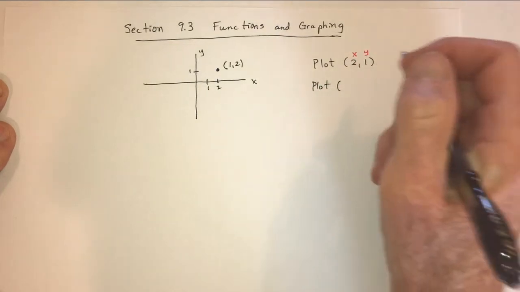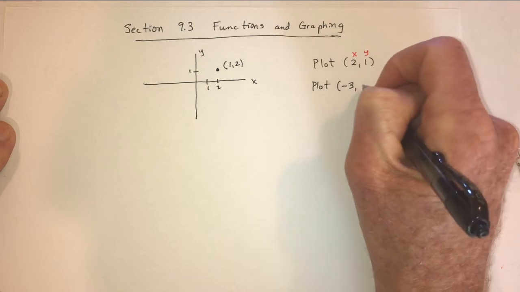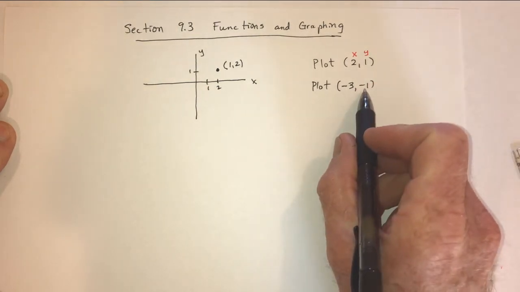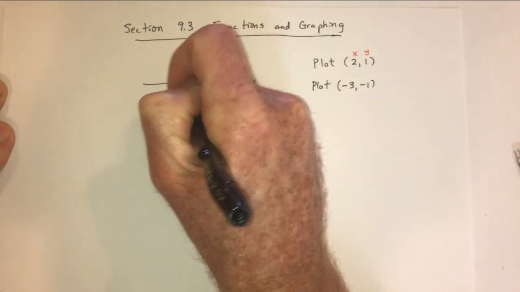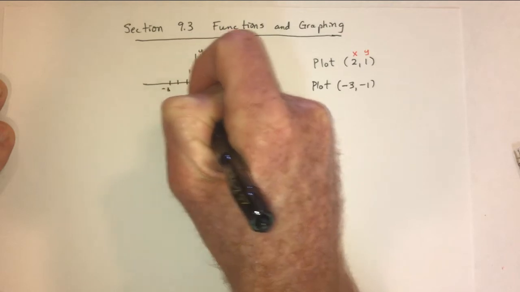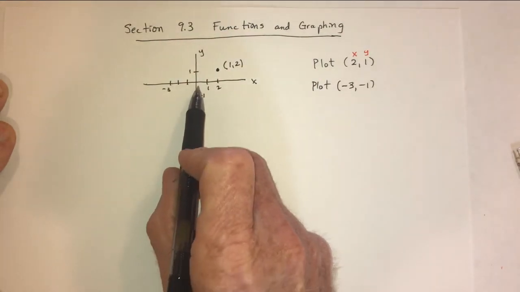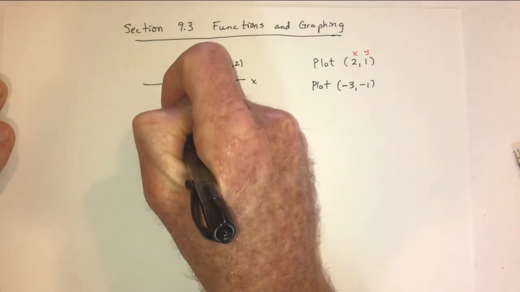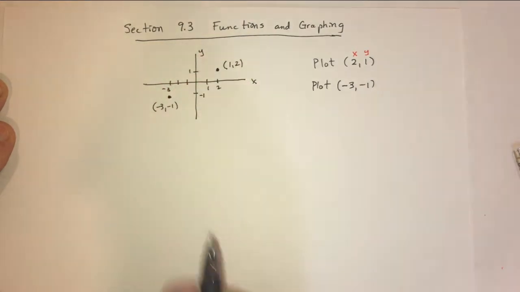Well, that was so easy and fun. Let's do another one. How about -3, -1? So this is the x and this is the y. So for x, -3 would be -1, -2, -3 over here. And then -1 on the y-axis is down here. So go over by -3 and then down to -1. And this point is -3, -1.